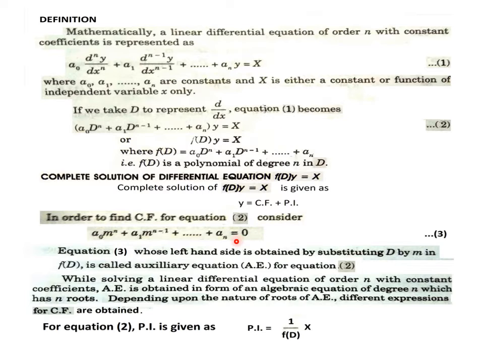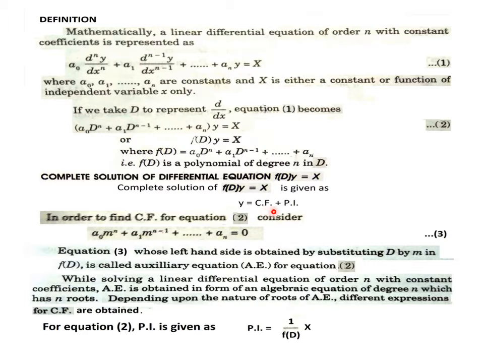And for solving that equation 1, we have to solve this auxiliary equation. Because this auxiliary equation is in variable m of degree n, it will have n roots, and everything depends upon these n roots. That is, depending upon the nature of roots of this auxiliary equation, different expressions for CF are obtained. So we are discussing one part of solution, CF.